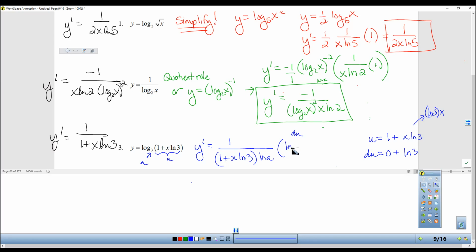So times the natural log of 3. And I just realized I wrote natural log of a there. That should be a 3. So now if I make this into a fraction, I have a natural log of 3 on the top and a natural log of 3 on the bottom. They cancel. And so my answer is just 1 over 1 plus x natural log of 3.